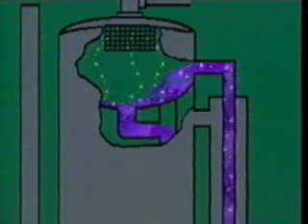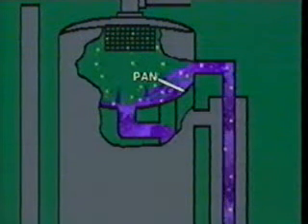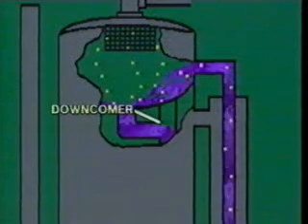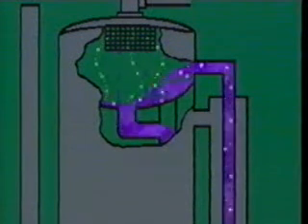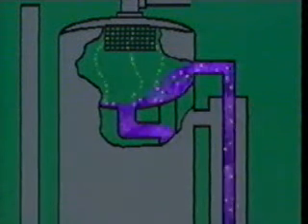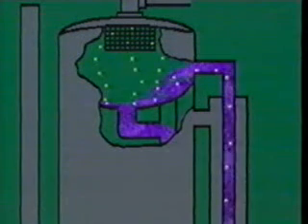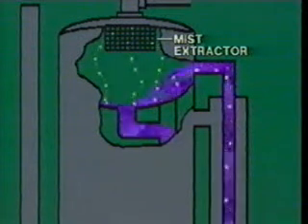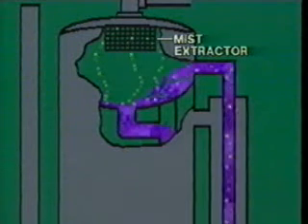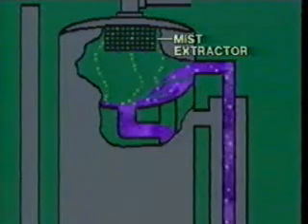Preheated emulsion enters the vessel, splashes over a pan, and flows into the downcomer. Now, on its way down, the emulsion releases free gas due to the agitation created as it strikes the diverter plate. The gas leaves the treater through a mist extractor at the top of the vessel. As previously discussed, the mist extractor removes tiny liquid particles still entrained in the gas.